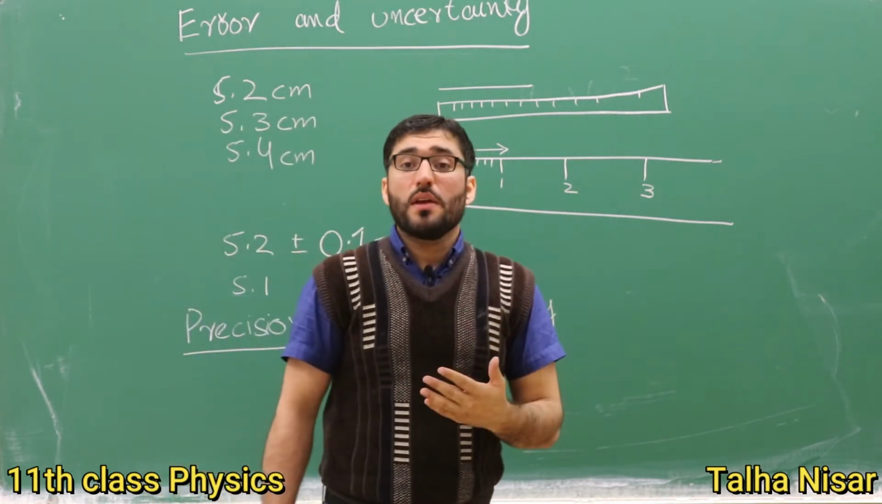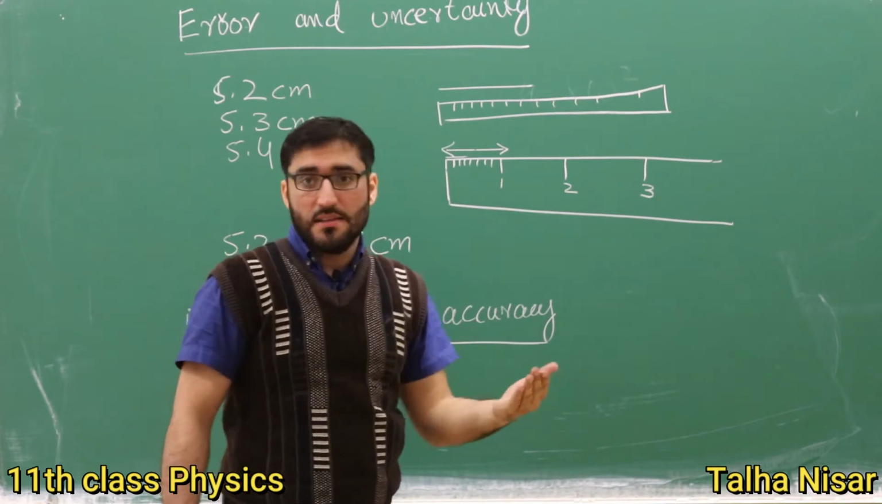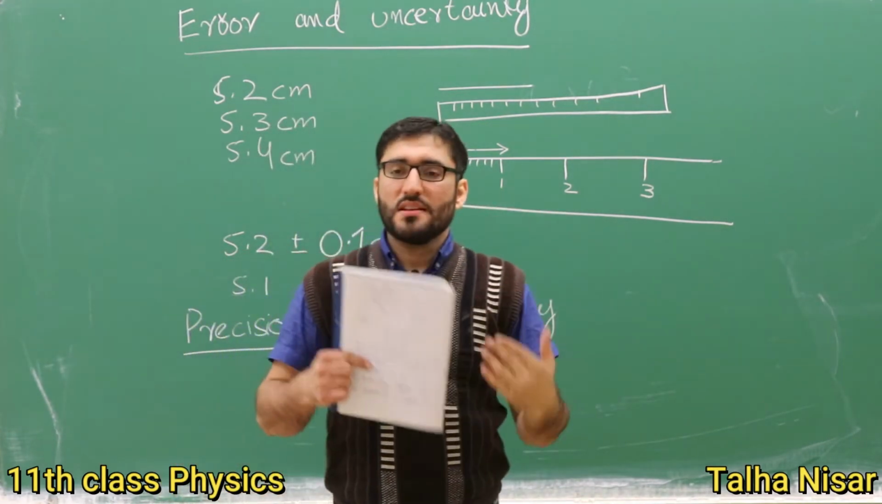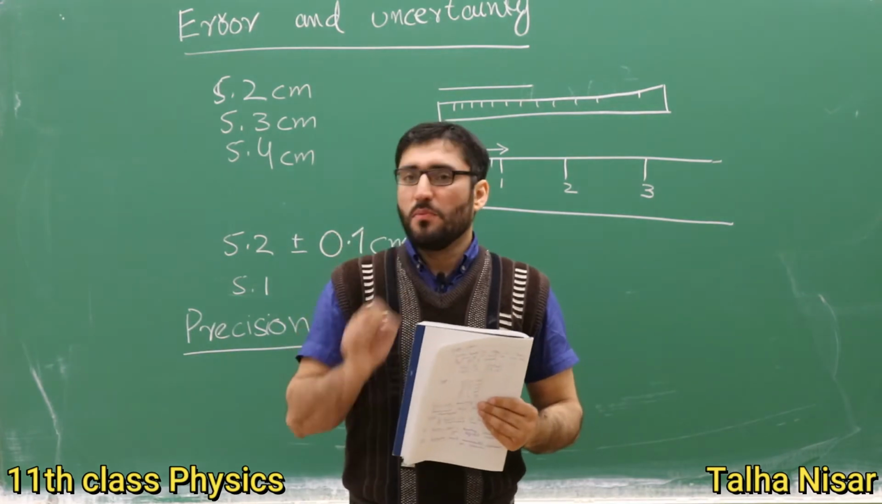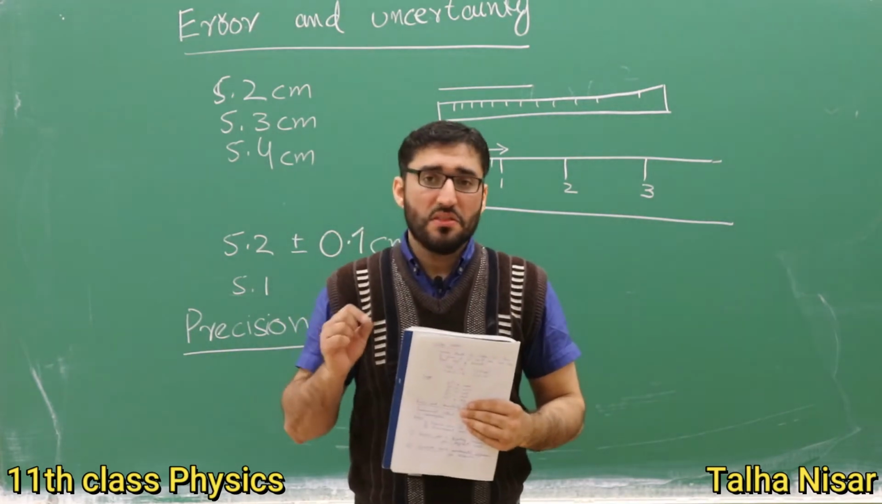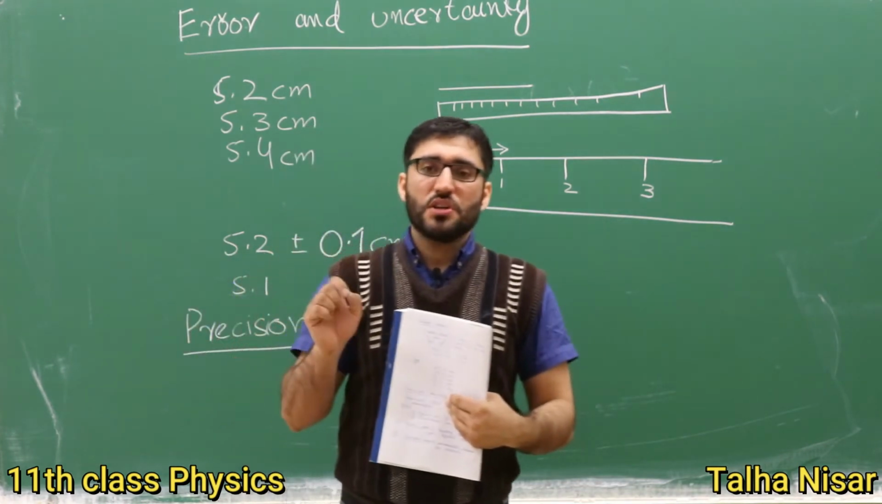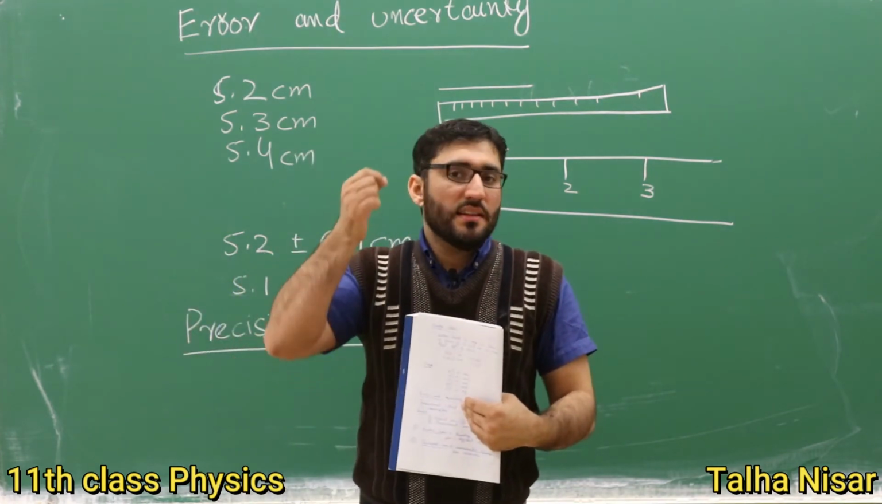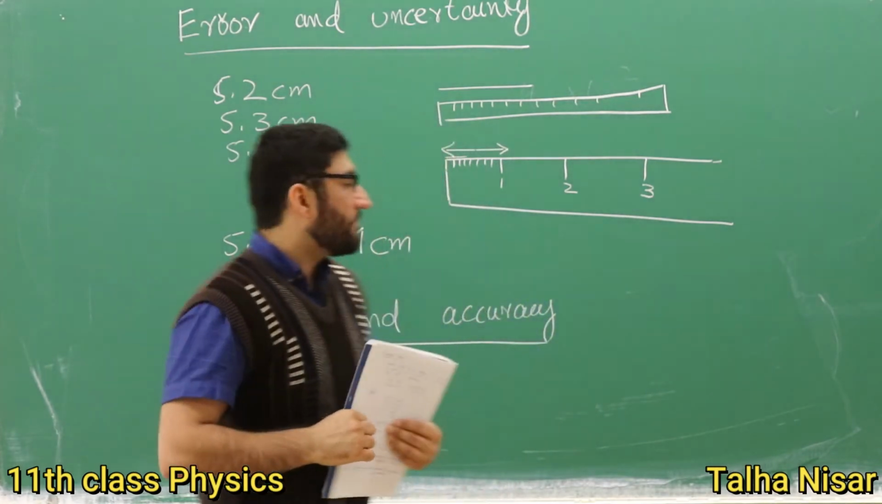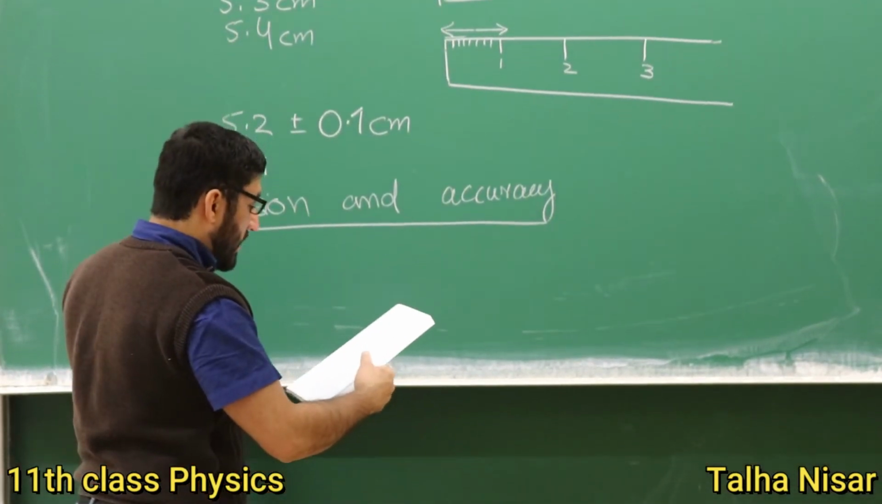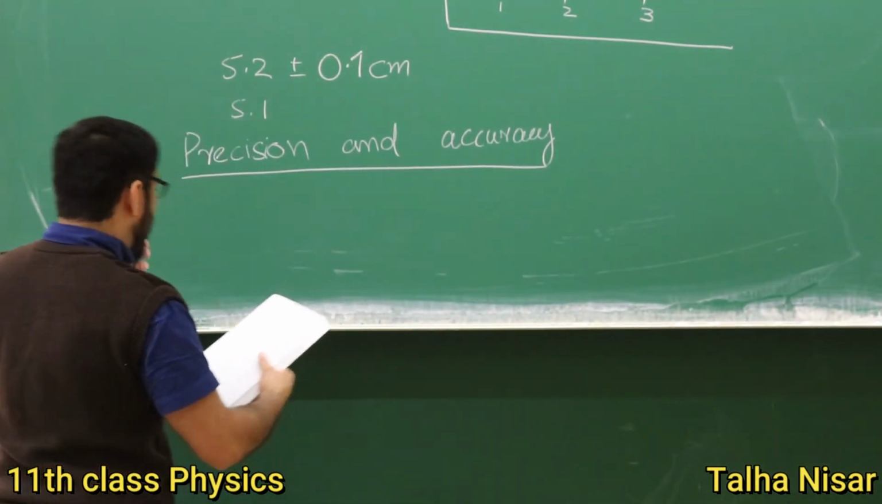Similarly, we have the screw gauge. The screw gauge is more precise than the vernier caliper and the meter rod. So with the vernier caliper, we can measure the length of very small objects. Similarly, with the screw gauge, we can measure even the thickness of your hair, so the diameter of your hair. So here I will give you an example.